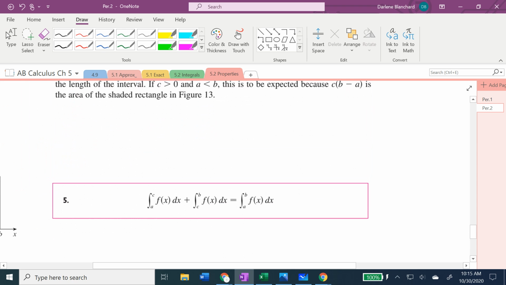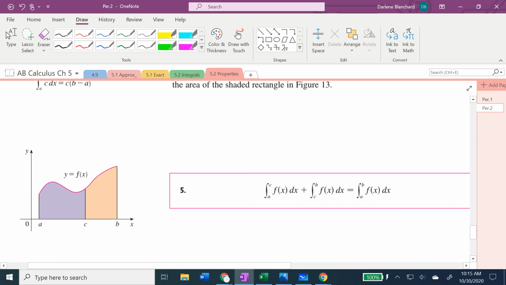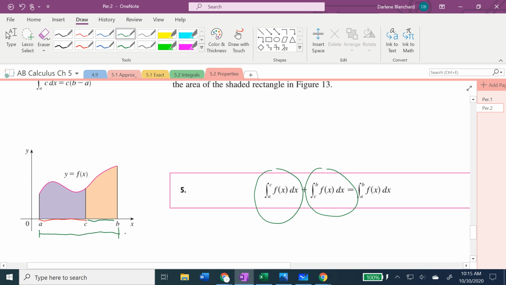Now, one more, and this is a good one. If I take the same function and I find the integral from a to c, and then I find the integral from c to b, if I add those two areas, should I get the same area as taking the whole thing at once from a to b?